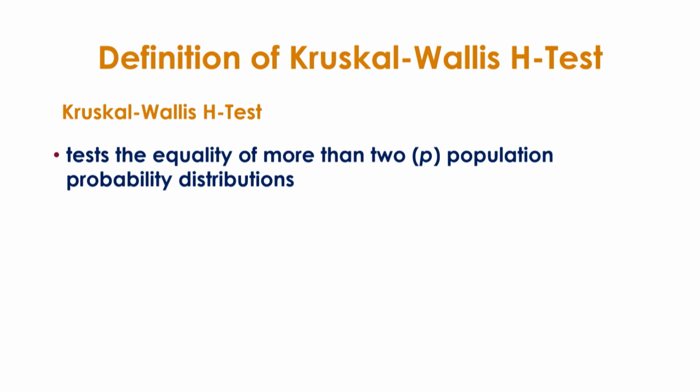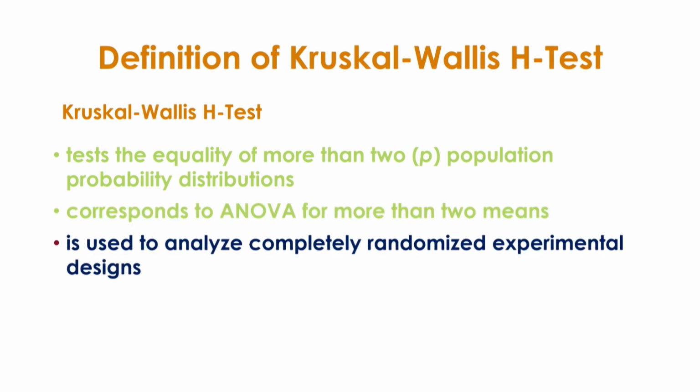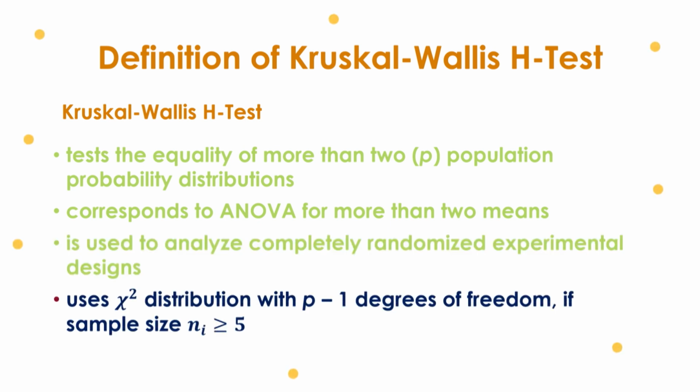First, we will discuss the definition of the Kruskal-Wallis H-Test. What does the Kruskal-Wallis H-Test actually do? It tests the equality of more than 2 population probability distributions, and corresponds to ANOVA, which is a parametric test for more than 2 means. It is used to analyze completely randomized experimental designs. It uses the chi-square distribution with p minus 1 degrees of freedom if the sample size is greater than or equal to 5.